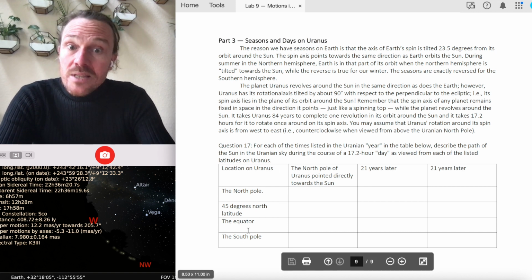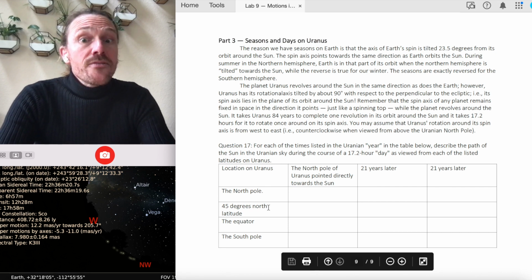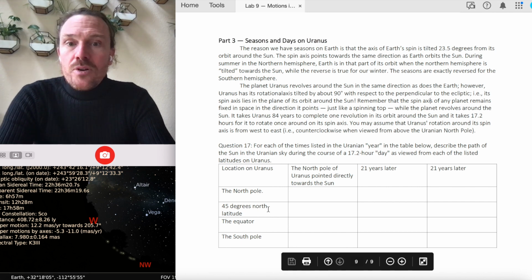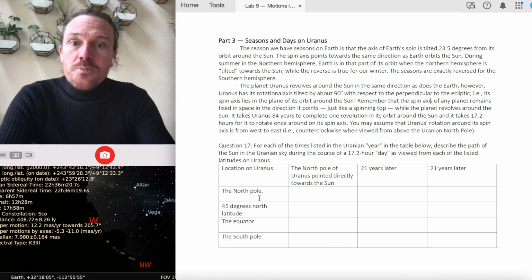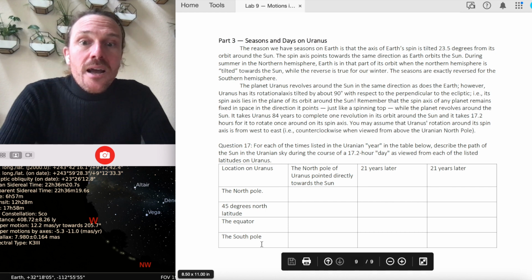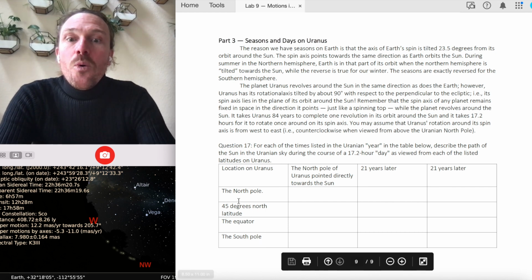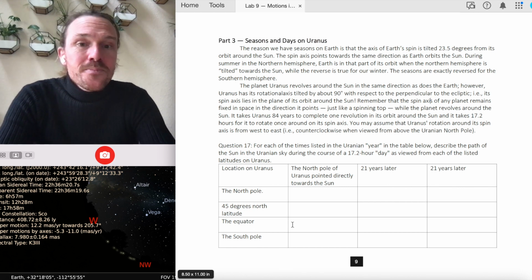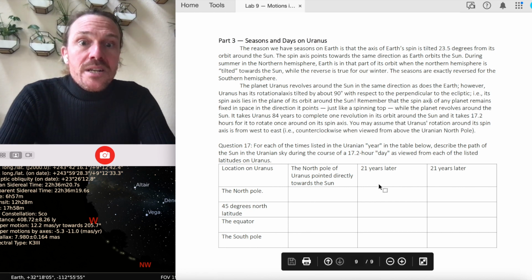You're going to have four points to consider: the North Pole, 45 degrees north latitude, the equator, and the South Pole. I could have included 45 degrees south latitude, but it just seemed a little repetitive, so I just put these four points: one middle point, and then the three key points, north, middle, and south. And I said middle twice. So one midpoint, as in not at a special point. The equator is special.